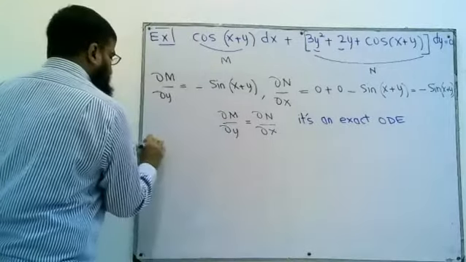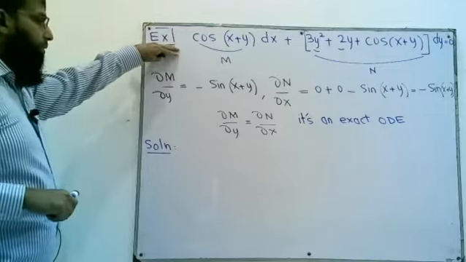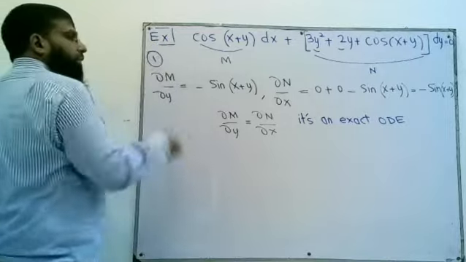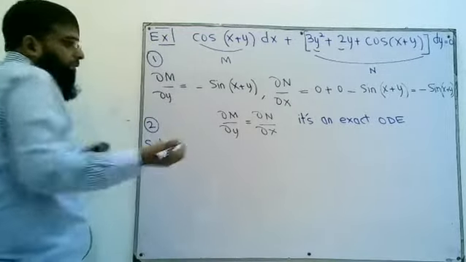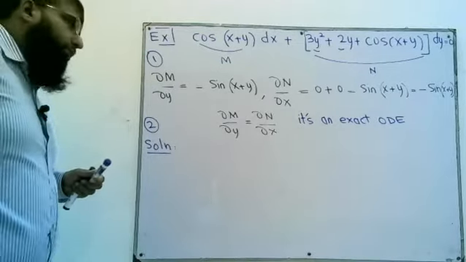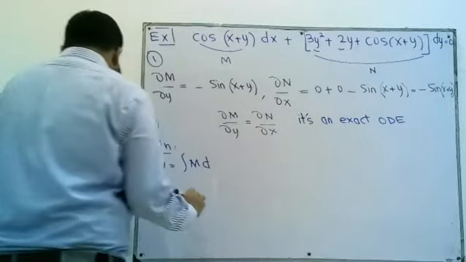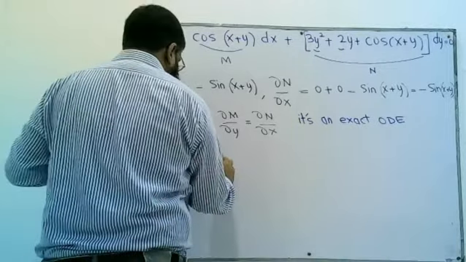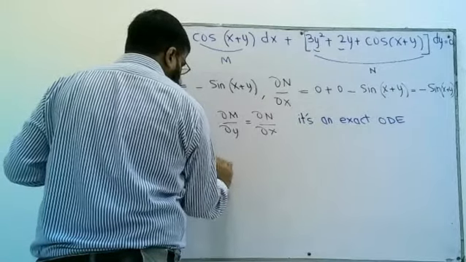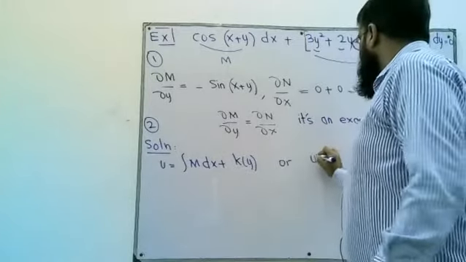So what's the solution? Step number 3. It's not step number 3, it's step number 2. So given this equation, step number 1 is to check the necessary and sufficient condition. Step number 2 is your solution. Straight away, the solution is, we wrote two kinds of solution. Either u is equal to the integral of M dx plus k of y.